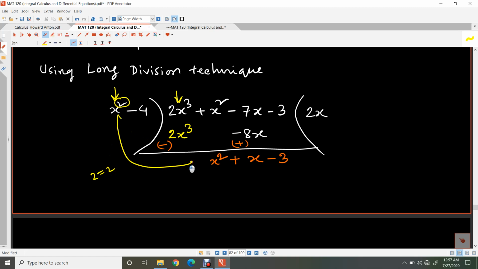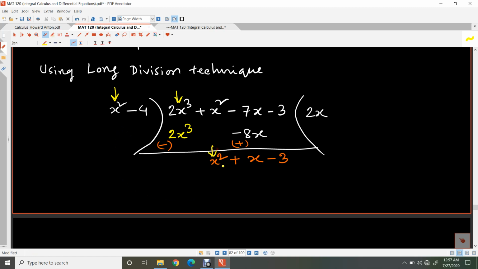So since this is the same, we can say that it is not less than this one. So calculations will be continued. That means we have to repeat the same process again. We can stop only when we have a lesser degree here than this one. So now again the same process will be applied.